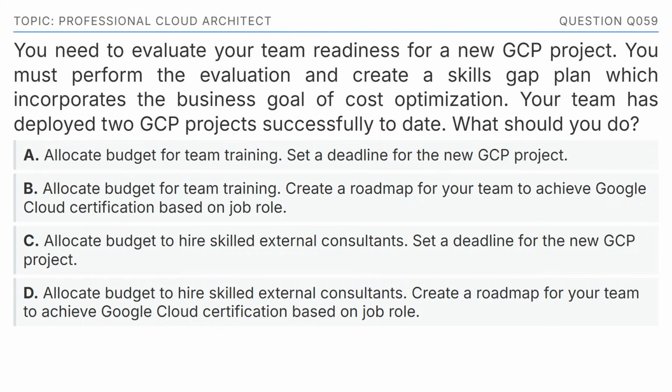Option B, allocate budget for team training. Create a roadmap for your team to achieve Google Cloud certification based on job role. Option C, allocate budget to hire skilled external consultants. Set a deadline for the new GCP project. Option D, allocate budget to hire skilled external consultants. Create a roadmap for your team to achieve Google Cloud certification based on job role.